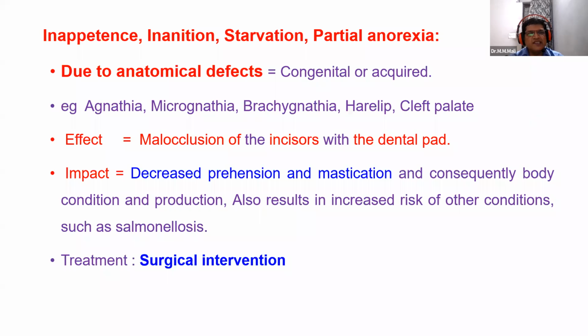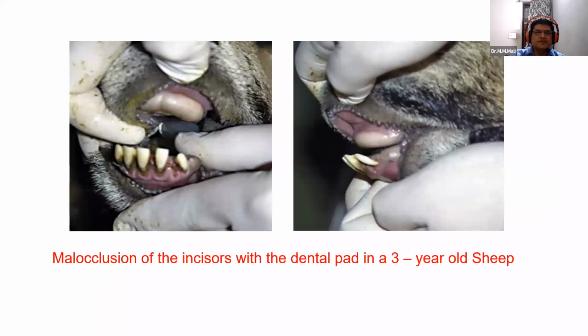The treatment for these anatomical defects is always surgical, so the condition should be diagnosed promptly and accurately to rule out the condition of inappetence in sheep and goats. In this picture, we can easily understand the malocclusion of the incisor with the dental pad. So, due to this, the mastication and prehension abilities of the affected animals reduce drastically.